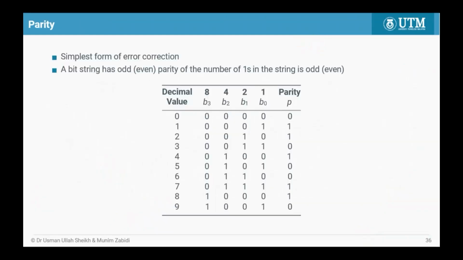Okay, then we have the parity. This parity is a simple form of error correction. Every time you're going to check for errors, you can use the parity codes. A bit string has an odd or even parity depending on whether the number of 1s in the string is odd or even. This is what we call the decimal value, and this is the binary value, and it will consist of the parity number.